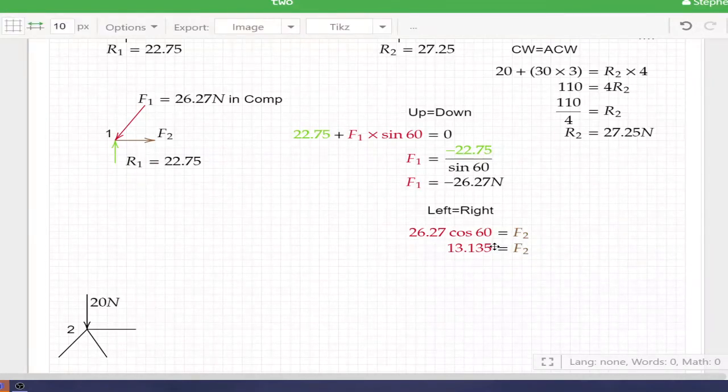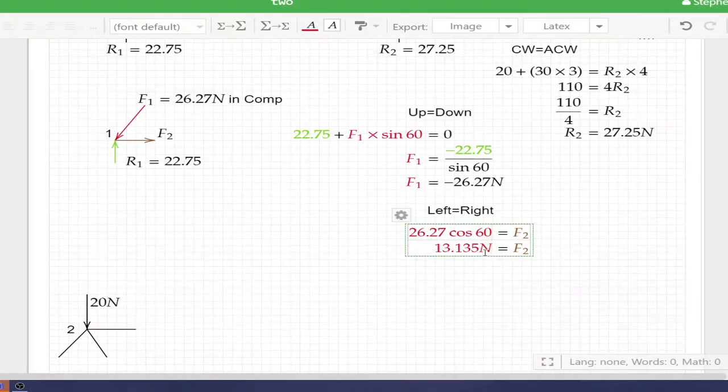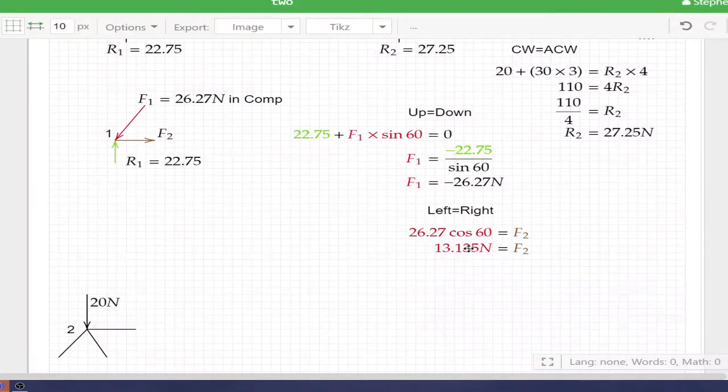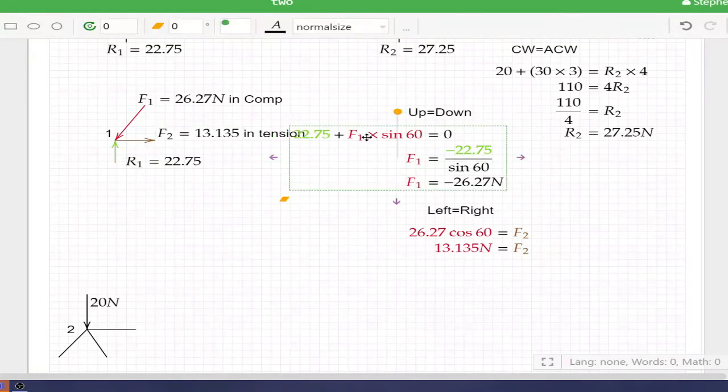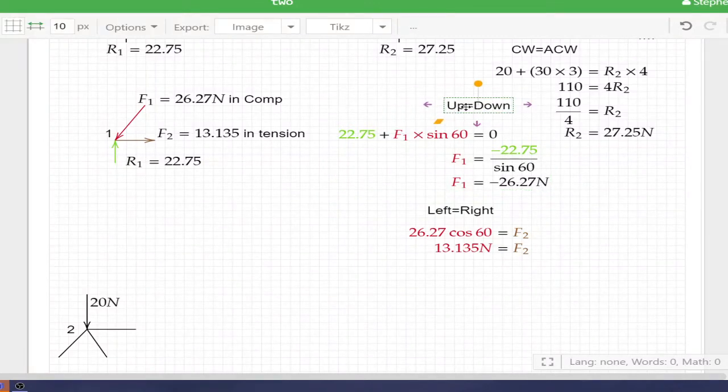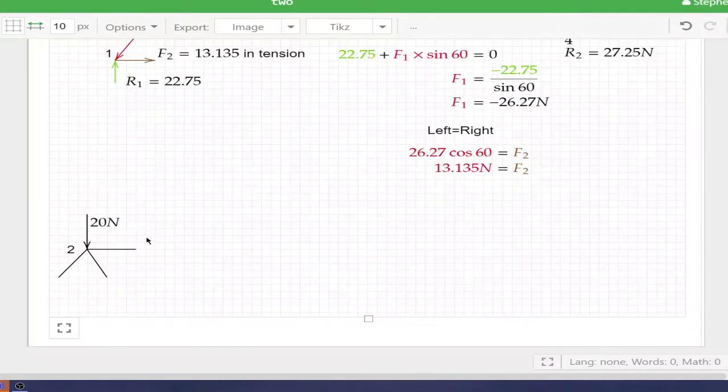Right, oh, yep, nearly forgot. Always stick a unit after it when we've got an answer. There's no minus sign there, so what we're saying is that F2 equals 13.135, and that is in tension. Let's just move that out of the way a little bit and tidy that up. So we've found out everything at this joint. Now we're going to move on to our second joint, which we've got down here.